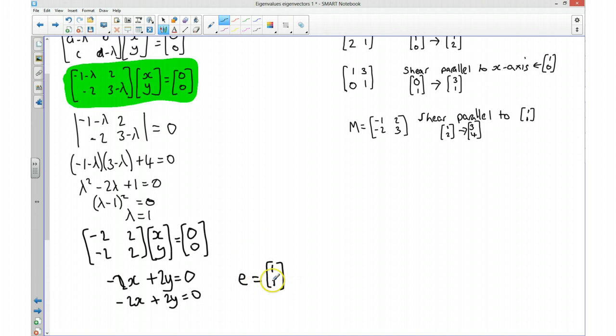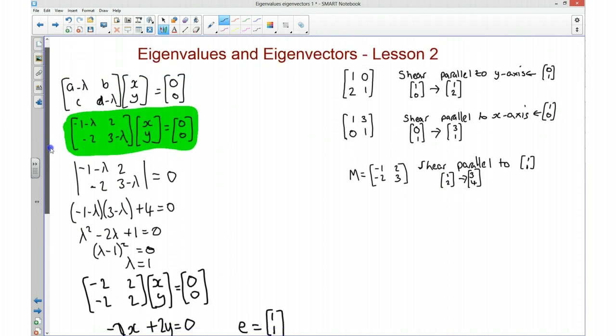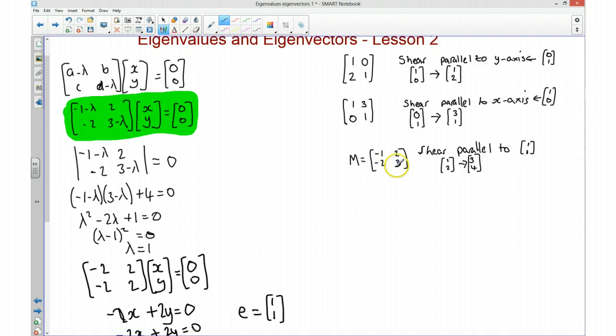Okay, so using that information now, I know it's a shear because lambda is equal to 1, and I could have also spotted earlier that the determinant of this is 1, so the area is invariant. -3 take away -4 is 1. So that tells me that it's going to be a shear in the direction (1, 1), which is basically what we found here. I could also go on to find out where one of the points maps to, so that I can give a full description of the transformation.